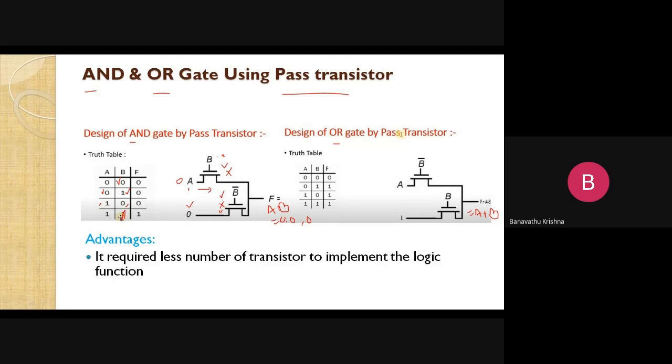Next, both are going to be 1 cases. A is 1 and B is 1. This is on condition, this is off condition. So here A is 1, right? So then simply it passes the signal through the transistor to the output side. That is 1.